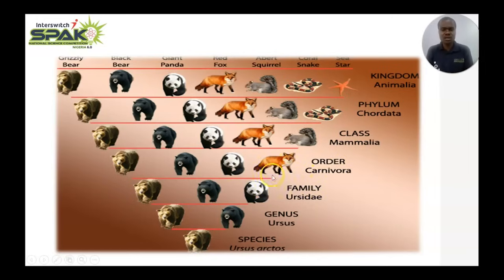You get to order. Here, this guy is under order Carnivora, they are flesh eaters. Then you get to family Ursidae, then genus Ursus, and the scientific name is Ursus arctos.